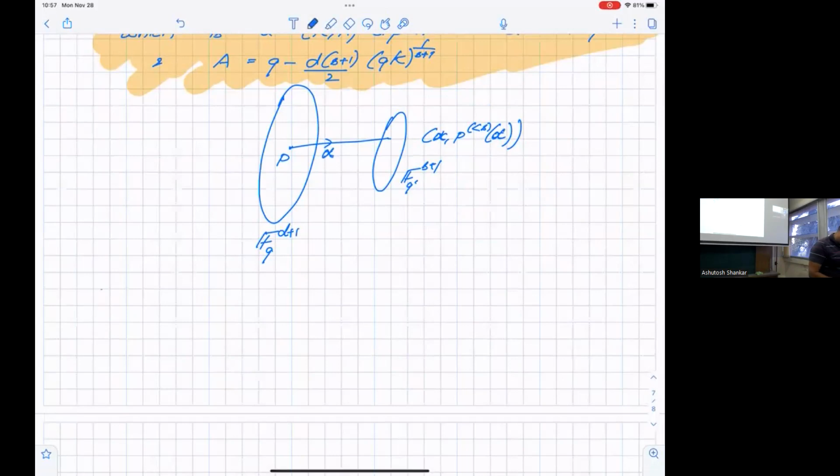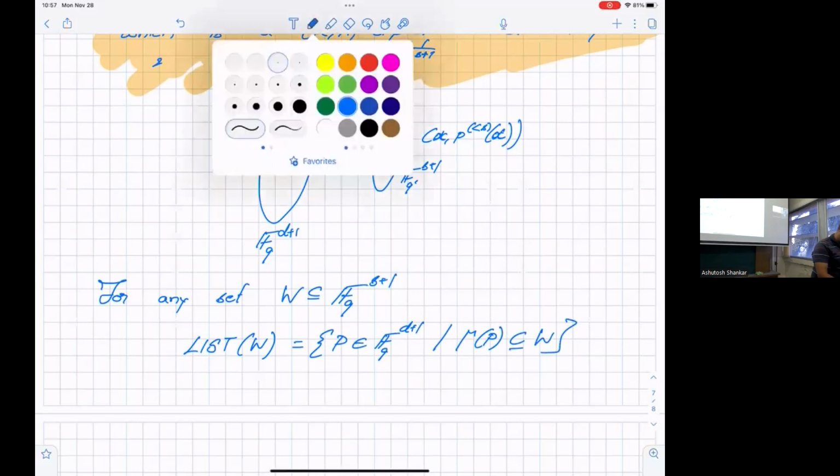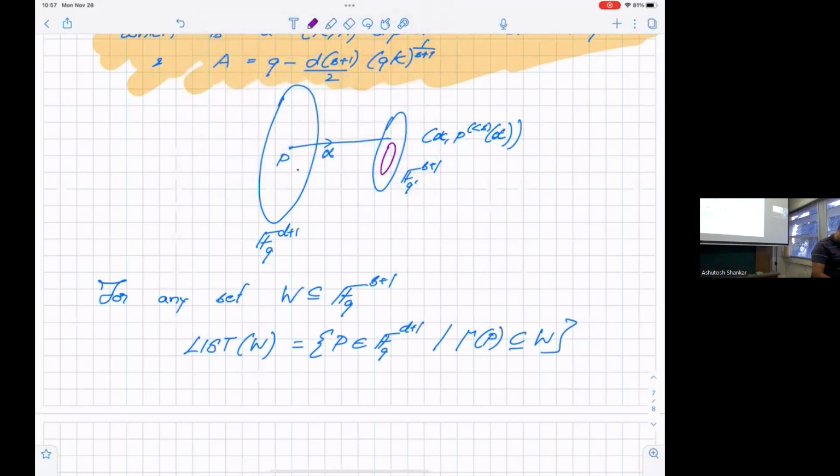Let's construct this. So for any set W, which is a subset of F_q to the s plus 1, let's define list of W. These are the set of all polynomials P in F_q to the D plus 1, such that gamma of P is contained in W. It's basically all polynomials such that I'm giving the set W here, and I'm asking you all P such that its entire neighborhood is contained in W. That is the definition of list of W.